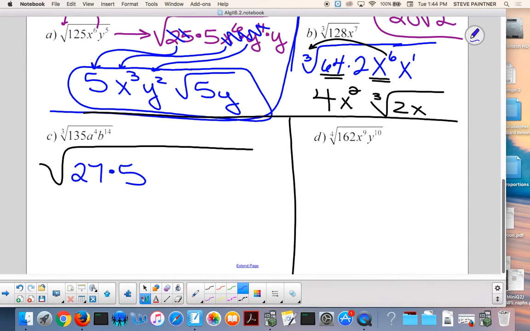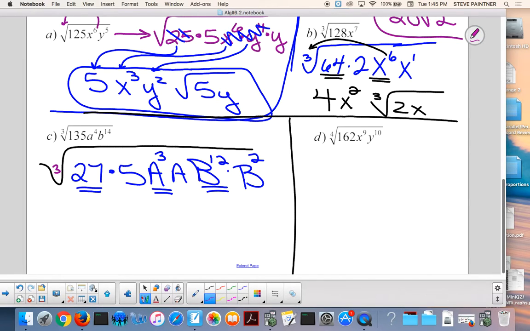A to the 4th, not the greatest power. Change it to a to the 3 times a. Yep, there you go. Try and get a multiple of 3. Okay, b to the 14th, not so good. Change it. b to the 12 times b squared. If you can do that little bit of changing, then you know a lot of these. You should know this one, and that one.